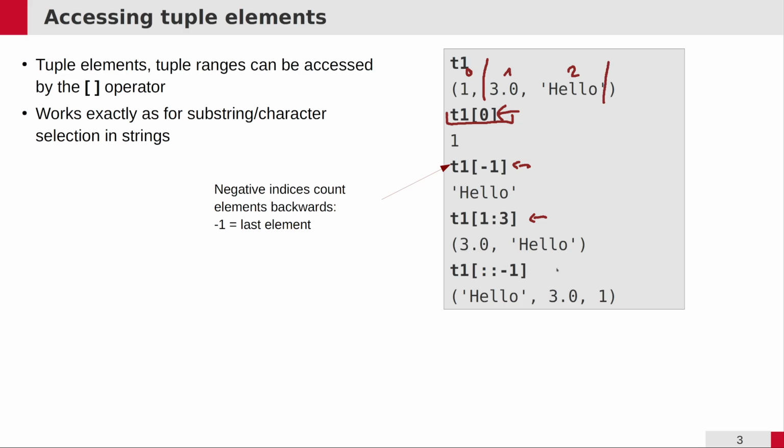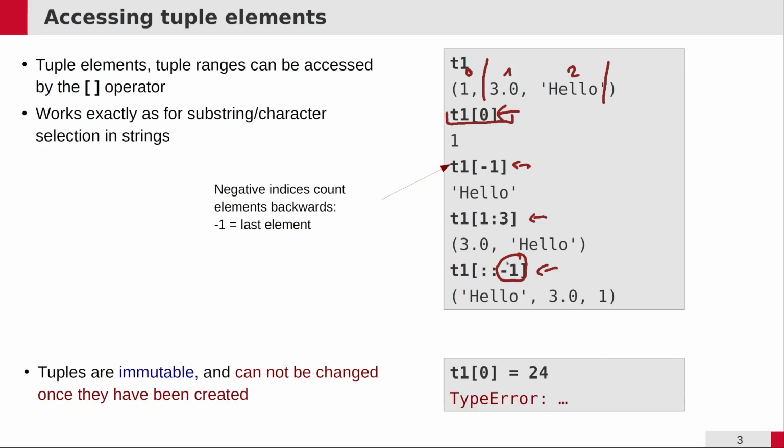And similarly, as we had last time, you can even leave away the starting or the ending point of the range, depending on what you want. Then the default values will be used, and you can also specify a step size if you want. So if you want to have a tuple turned around, you could do it this way.